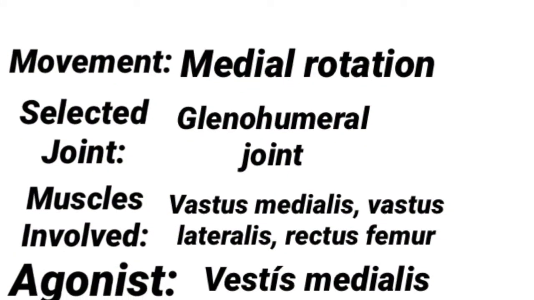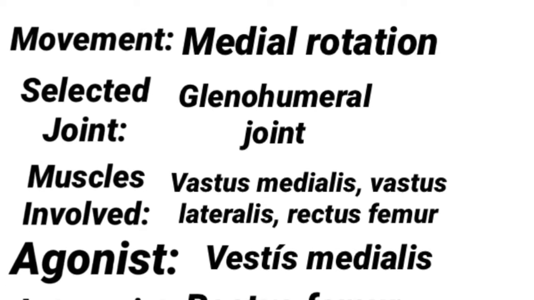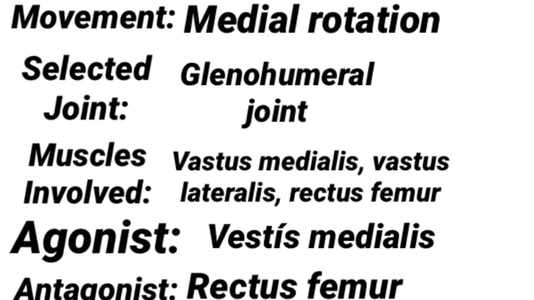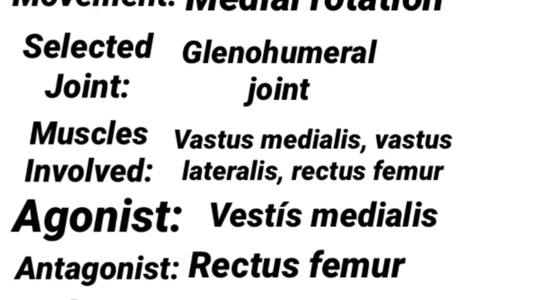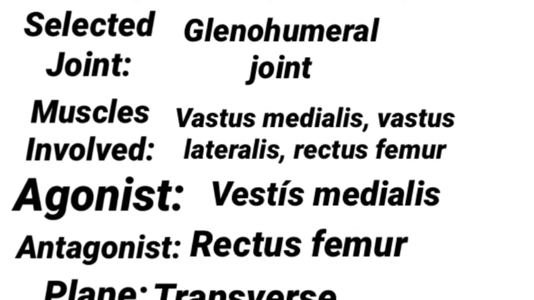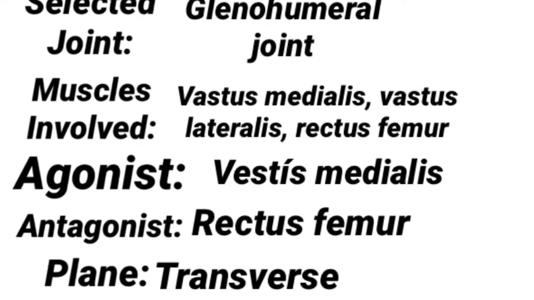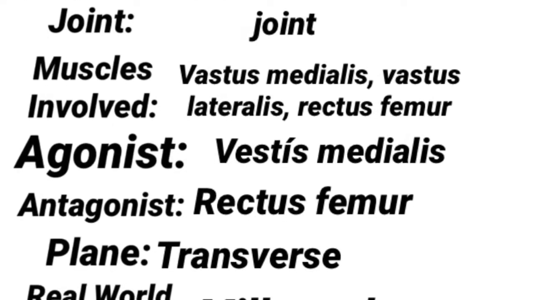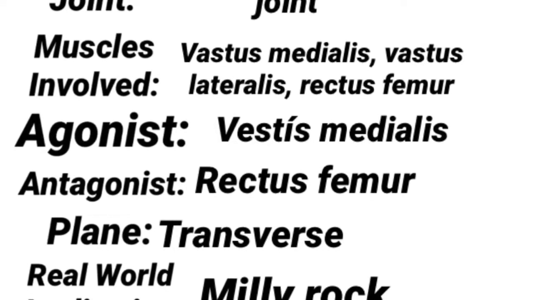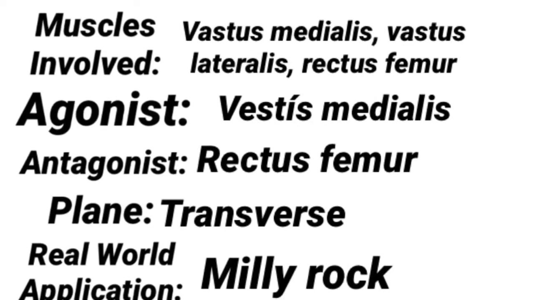Our 12th movement is medial rotation. The selected joint is the glenohumeral joint, and the muscles involved are the vastus medialis, vastus lateralis, and rectus femur. The agonist is the vastus medialis, and the antagonist is the rectus femur. This movement takes place in the transverse plane, and a real-world application would be doing the Millie Rock.